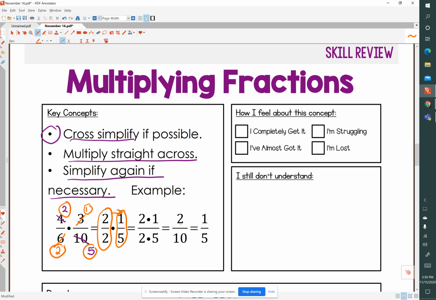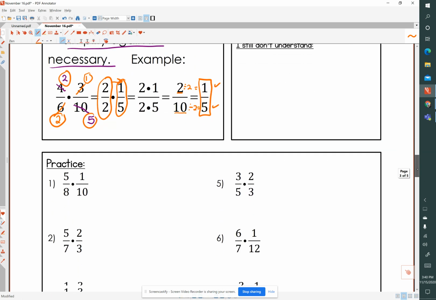2 times 1 is 2. And 2 times 5 is 10. And again, we can reduce this fraction by simplifying it. 2 divided by 2 equals 1. 10 divided by 2 equals 5. So the final answer for this problem is 1/5. So it'll take a little bit of practice, but I know that you'll get it.